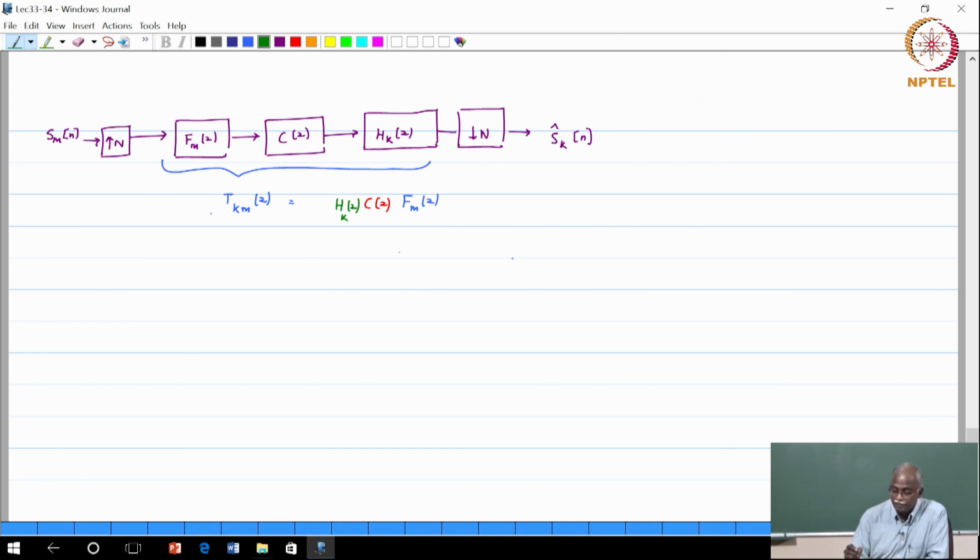Wait, one second, I wrote the blue line wrong. The transfer function between input and output actually has to include these samplers as well. So this Tk(z) is actually these three filters downsampled by N.